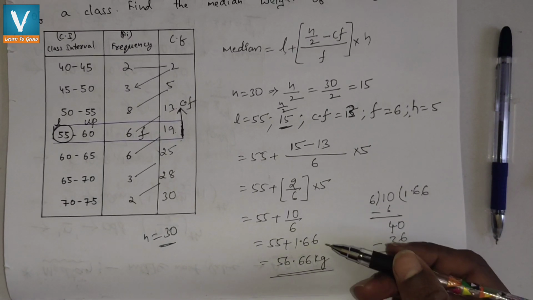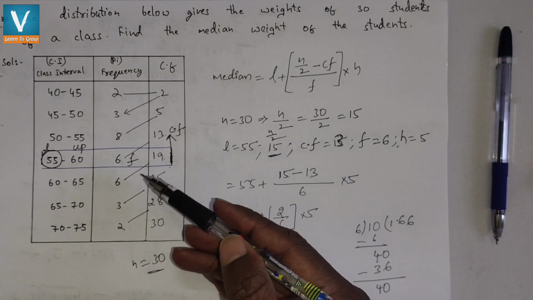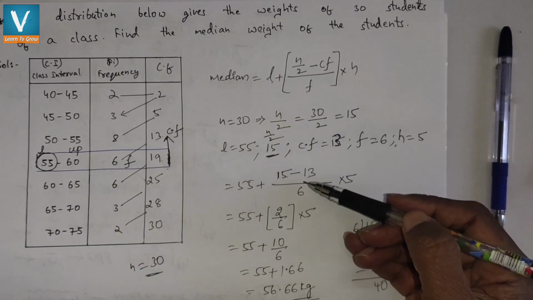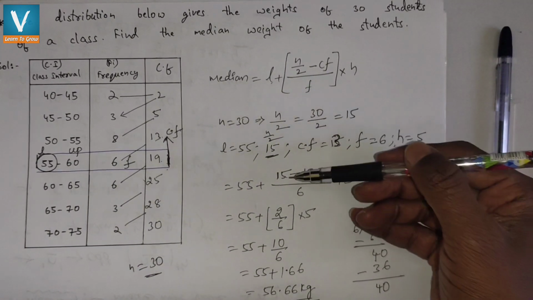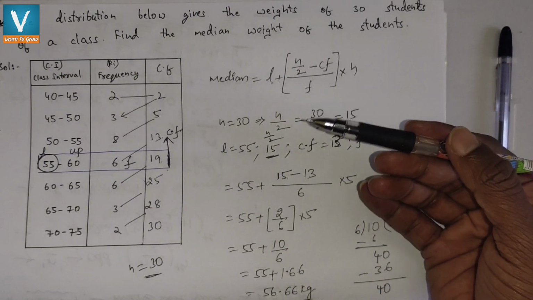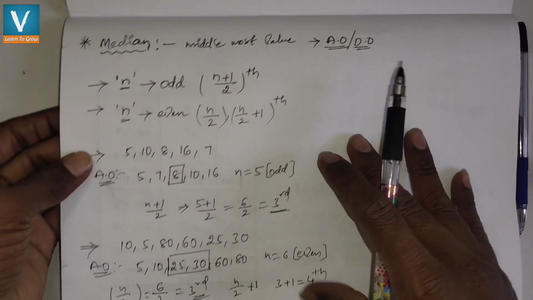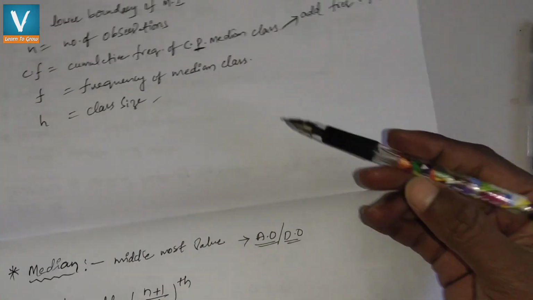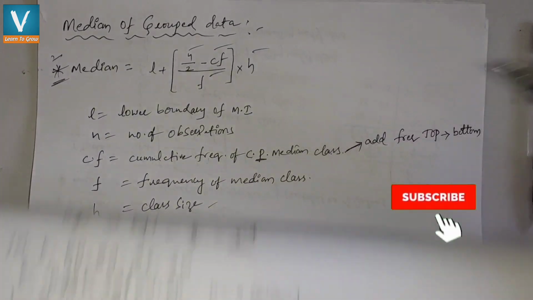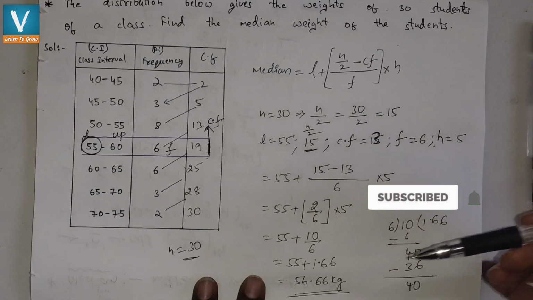Yes, so this is a direct question: just identify each and every term and replace them in the formula. The first method was about the missing frequency, and this second process is about the median for ungrouped data and grouped data. I hope you got it. Thank you so much.